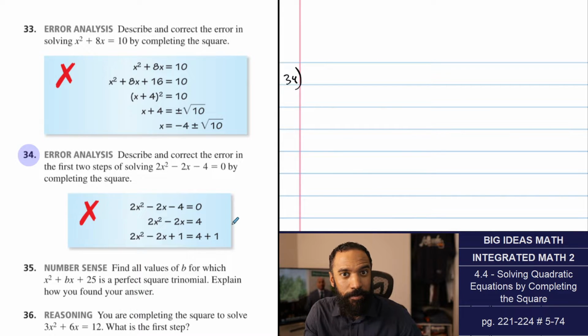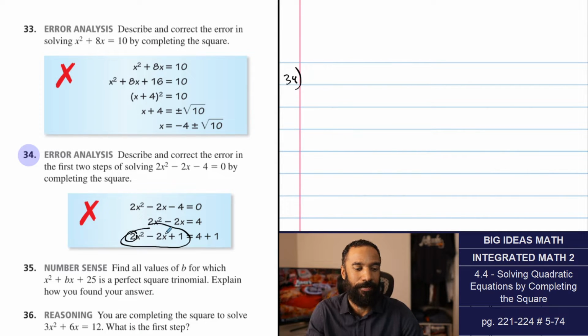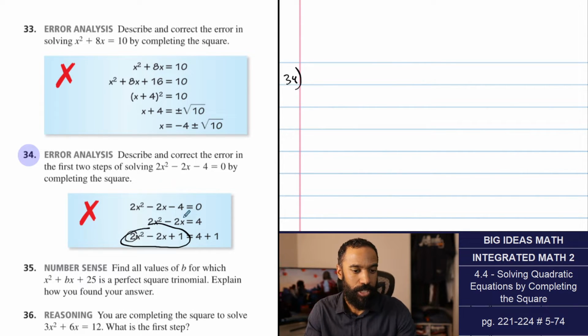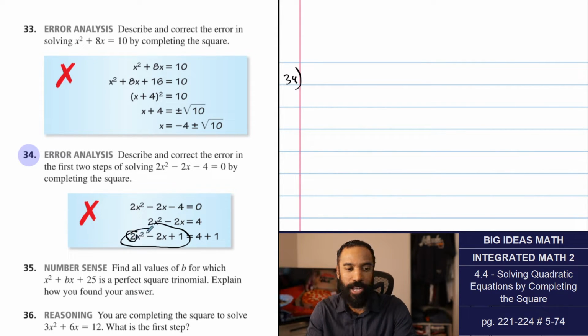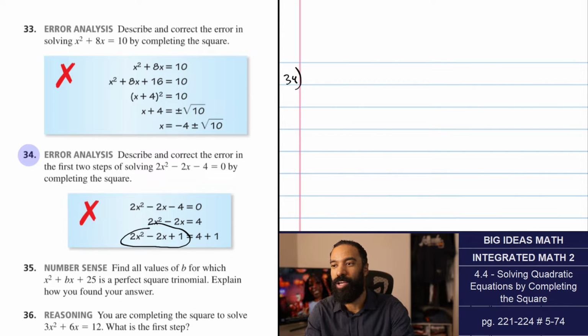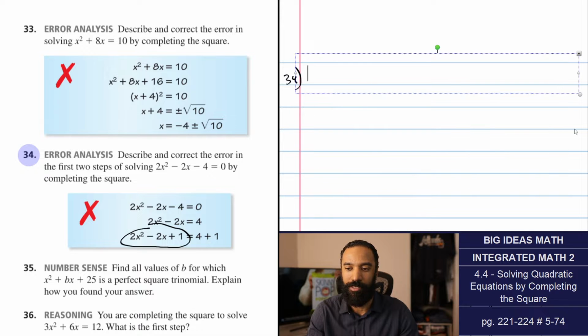So what's the problem? The problem is this isn't a perfect square trinomial. You want to know why? Because of this 2 right here. Tell me what this factors to. I'll wait. It's not (x minus 1) quantity squared. What's this 2 doing here? It's not (2x minus 1) quantity squared. No. The problem is that 2 was never taken care of. That 2 was never taken care of.